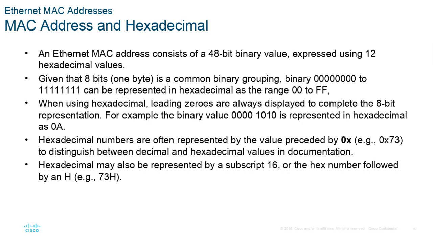Now, programmers will use the 0x to denote this as a hexadecimal value instead of a decimal value. Sometimes they'll also use a subscript like base 16, or they'll put an H after it. Now, in IP version 6, we had a rule that we could drop a bunch of extra zeros to reduce the number of digits in the hexadecimal field. But when we use hex to denote MAC addresses, we always put all the zeros in there to make it clear that it's a 48-bit binary address.